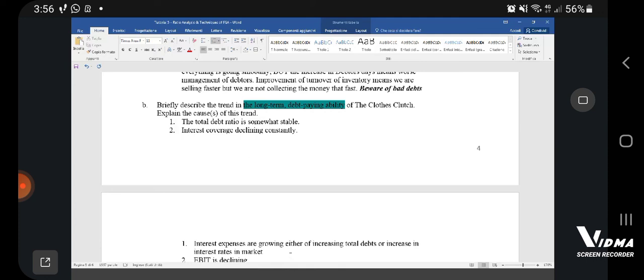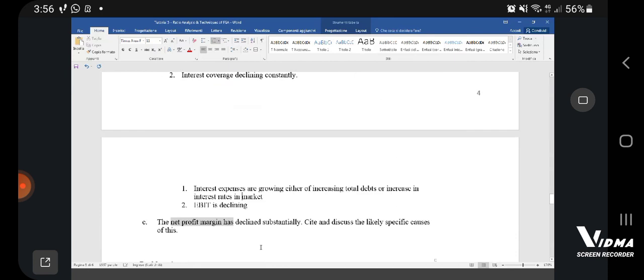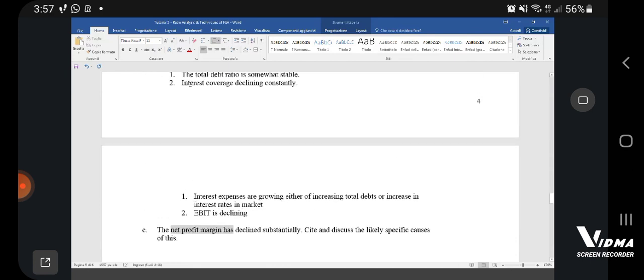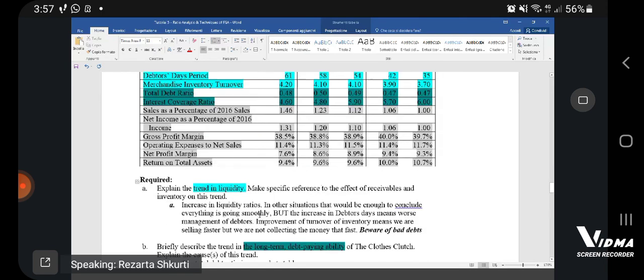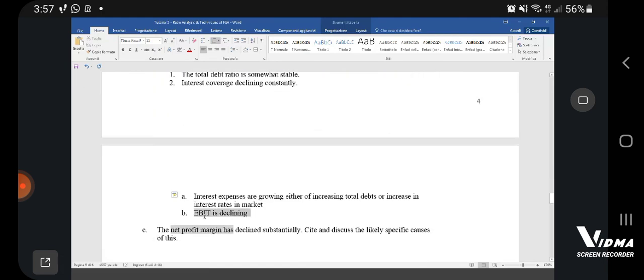So remember, there are three different reasons why the interest coverage will decrease. First of all, you have interest expenditure growing for either of two reasons, or EBIT is declining. Which one is for our company? Can we have a look at the profitability so as we can see what is going on with the EBIT and to conclude for ourselves if we have a declining profitability or not?